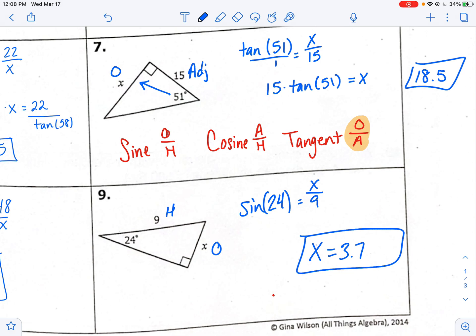And that's how to solve with the nice one-step problems. Check out how to solve for a side length, or not a side length, but an angle measure in just a few minutes.